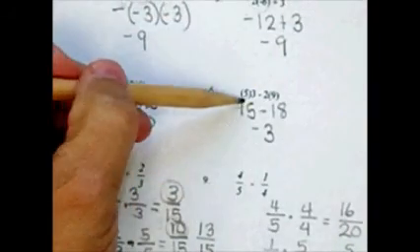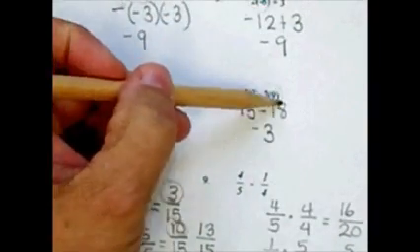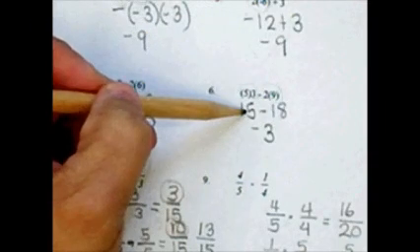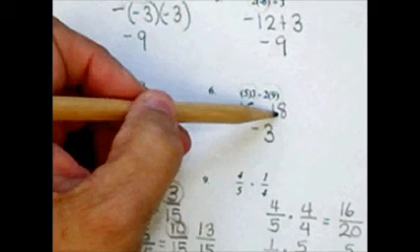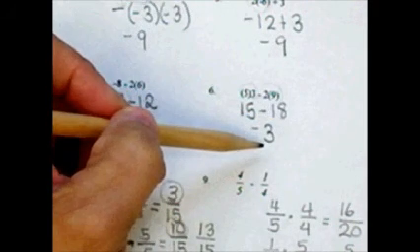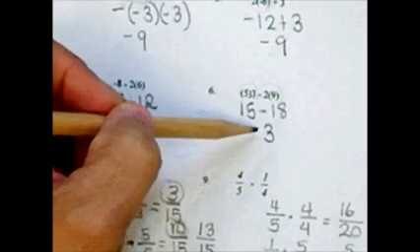Alright, in this one I have 2 multiplications, and then I subtract. So 5 times 3 is 15. 2 times 9 is 18, and then 15 minus 18. Again, signs are different. Subtract and get 3. Big number's negative.